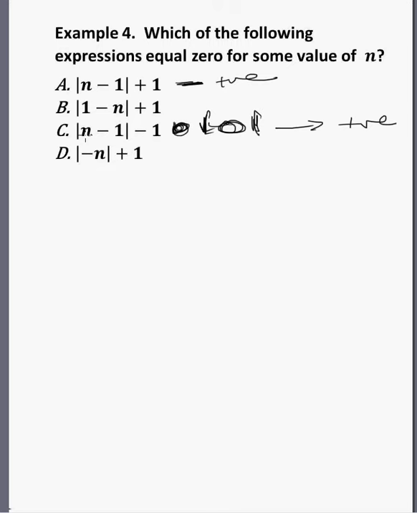N is equal to 2. 2 minus 1 is 1. Absolute value of 1 is 1. 1 minus 1 is equal to 0. See that? So this is the only one. Now, absolute value of 2 is 2. 2 plus 1 is 3.